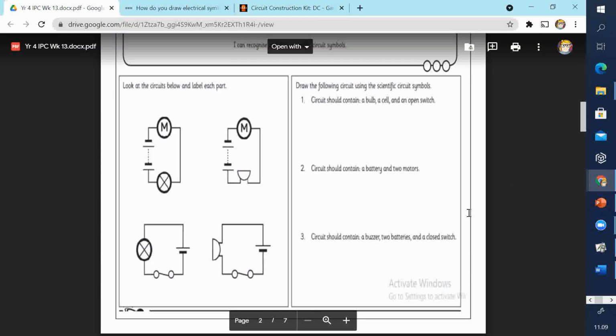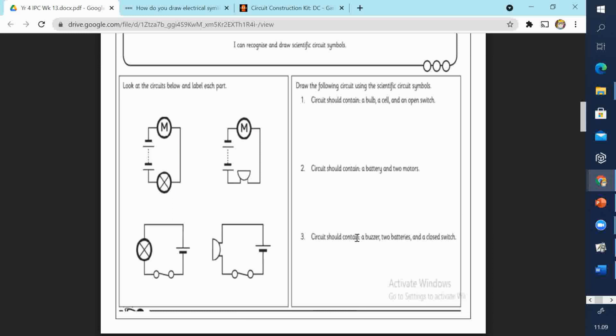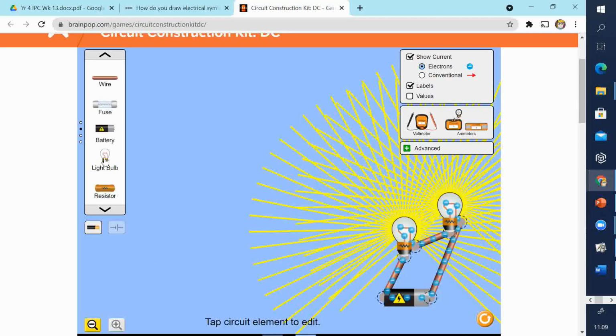And let's see. A circuit should contain a buzzer, 2 batteries, and a closed switch. Now again, we haven't got a buzzer, so again I'll use a light bulb instead of the buzzer. You just have to remember that this is the buzzer symbol, and of course for the motor, this is the motor symbol. Right, so let's get a buzzer.